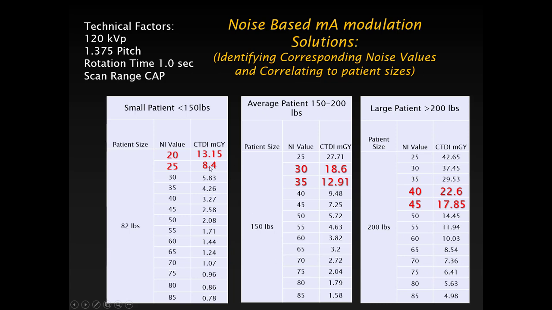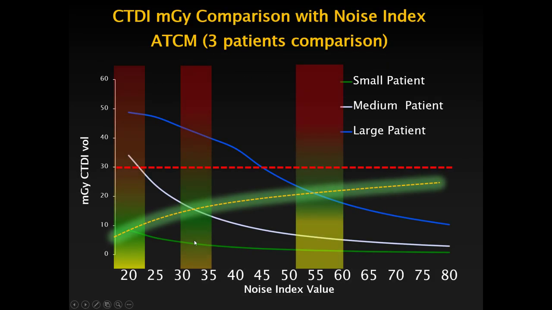And this is essentially what we found: if you wanted to get 10 milligray for a small patient, you need a noise index of 23 for these technical factors. And for a patient, if you wanted to get 15 milligray, a noise index of 33 with these technical factors would work. And if you wanted 20 milligray, then 43 would get you there with these technical factors. There's the pattern. In fact, this is the objective, right? So these are those separate curves, and these are the recommendations.